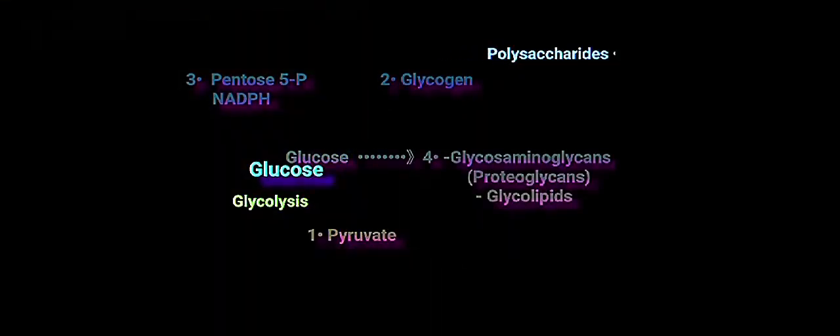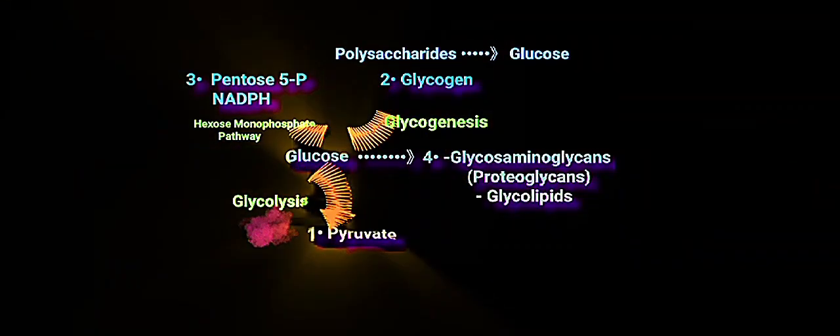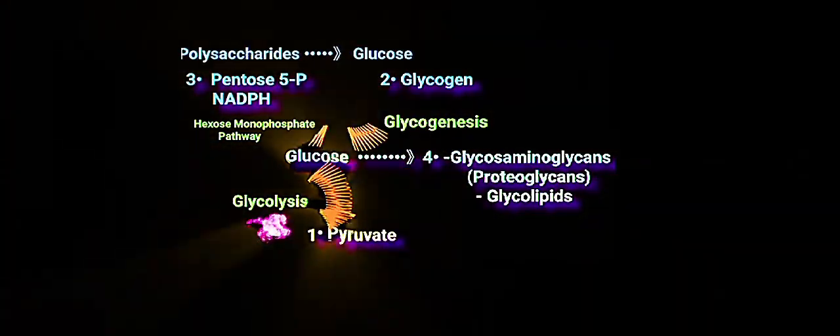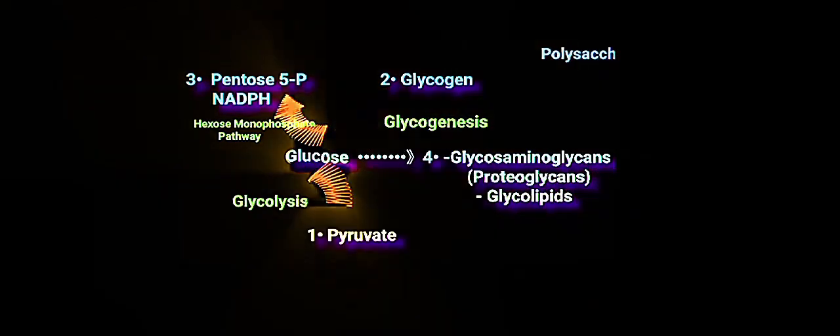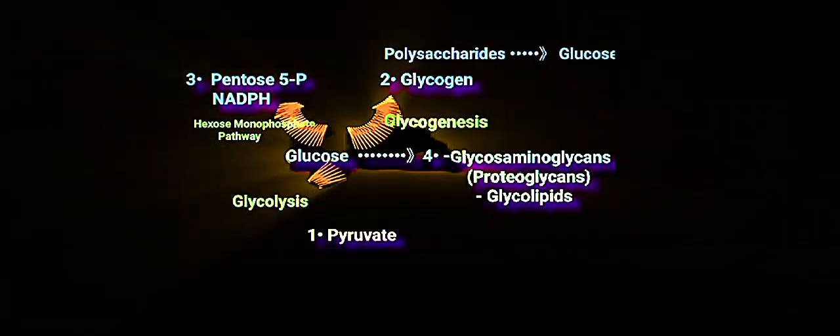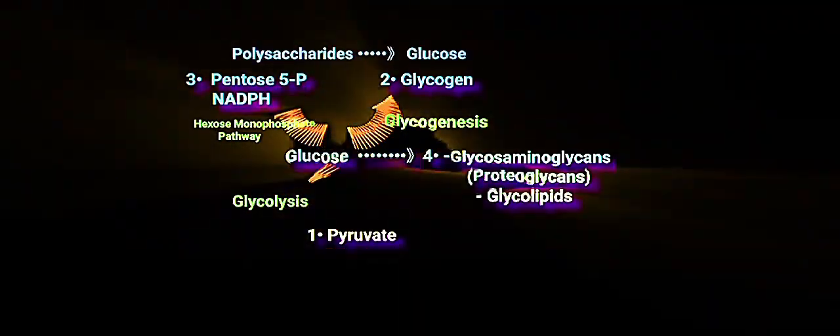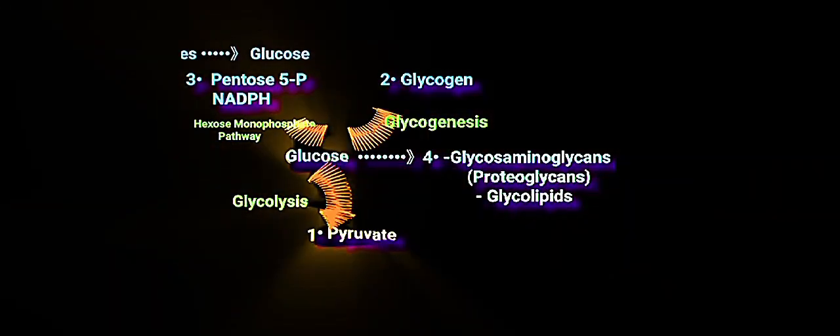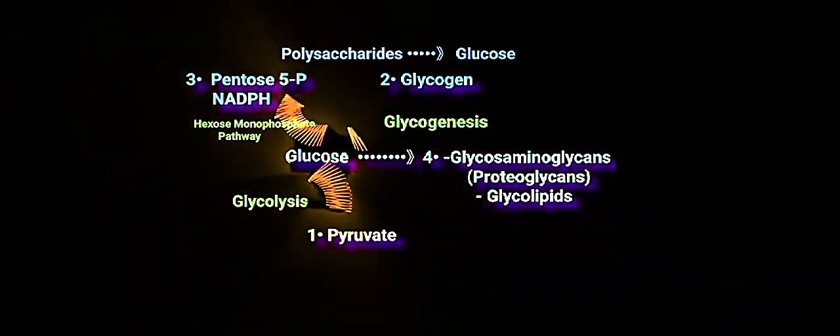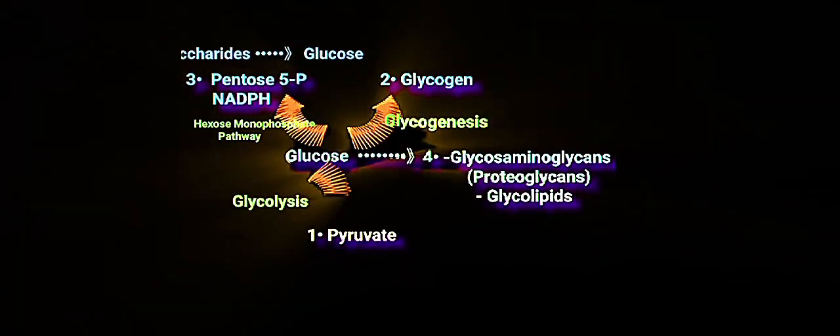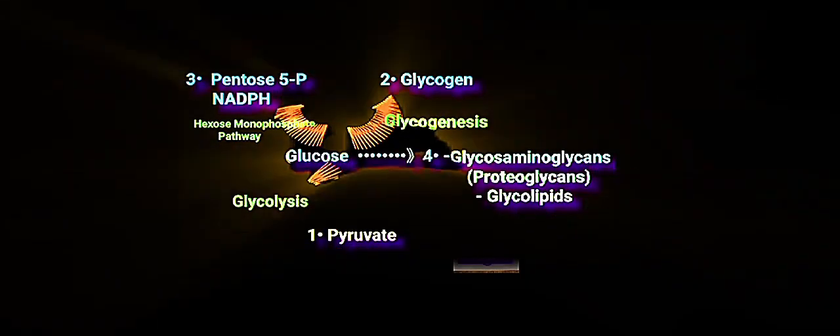Glucose has at least 4 uses in the cell. The first one is through glycolysis to produce energy and 2 molecules of pyruvate. The second one is in storage of glucose as glycogen, which occurs in both liver and muscle. The third one is in the hexose monophosphate pathway or pentose phosphate pathway, which produces NADPH and pentose phosphate or ribose phosphate needed for nucleotide biosynthesis. The fourth important use is in glycosaminoglycans, which are important extracellular matrix components, and the glycolipids, which are plasma membrane components.